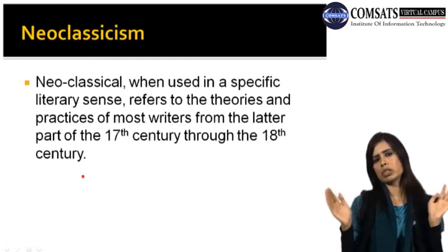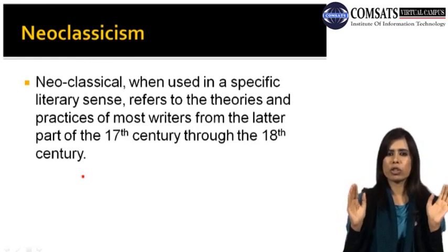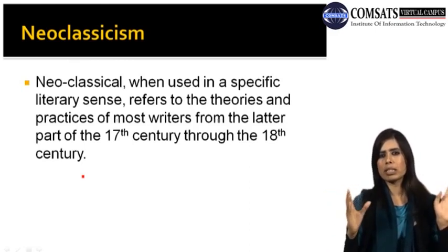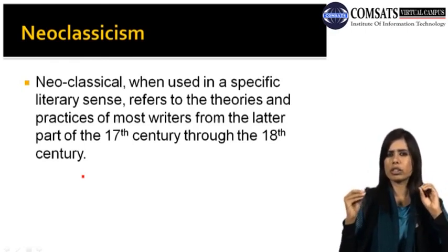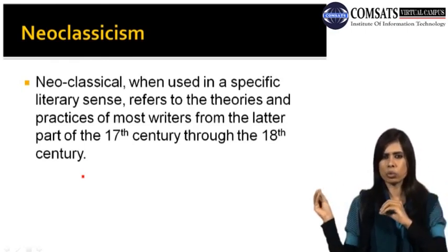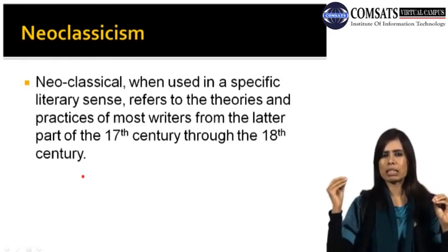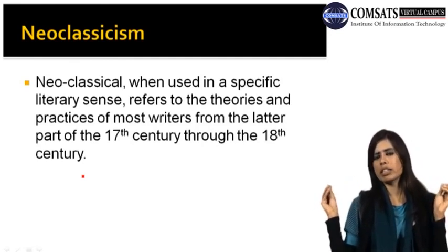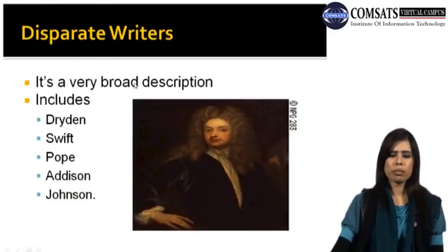My dear students, let me just remind you that we are talking about 17th century English literature, and we are focusing on the age of Dryden, because he belongs to the later part of the 17th century. So neoclassicism, with certain additions and certain omissions, is where writers followed classicism, or classical poets and classical writers of the 17th century, and they imitated them in the 18th century as well. So that is known as neoclassicism.